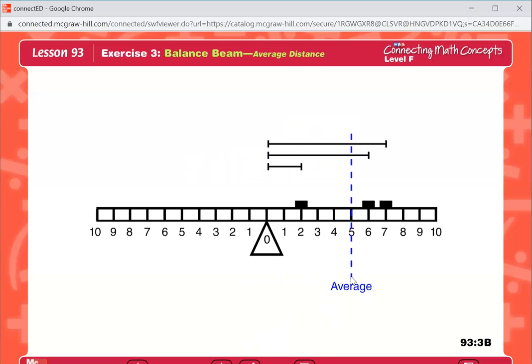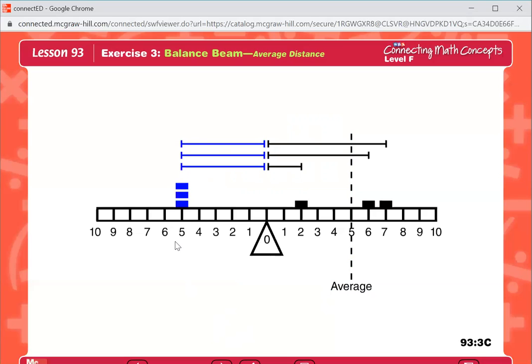Here's your average line because our average is 5. So we draw a dotted line down here to show the average. We can show that the average is 5 by putting 3 weights at 5 on the other side of the balance beam. Because what is 5 plus 5 plus 5? 5 plus 5 plus 5 equals 15, or 5 times 3 equals 15.